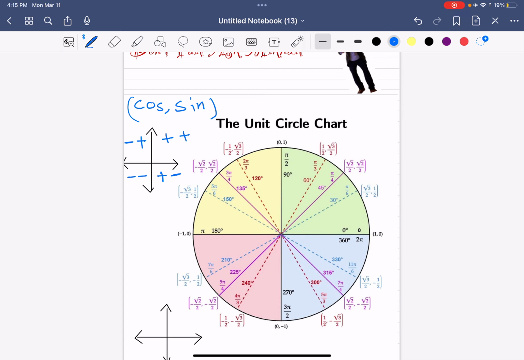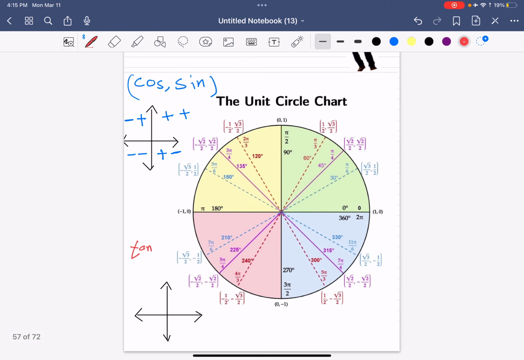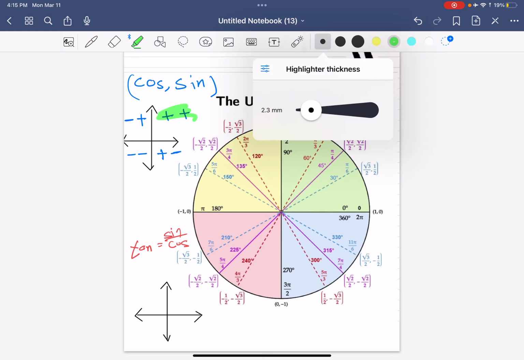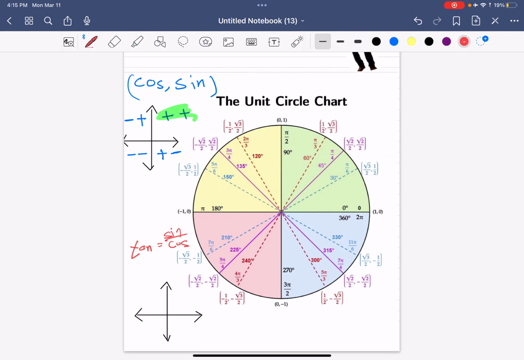Also remember, if you want to talk about tangent, it's always equal to sine divided by cosine. In the first quadrant we have positive divided by positive, so the tangent is going to be positive as well. How about here? That's positive divided by negative, so tangent is negative. Third one, that's negative over negative, which is going to be positive, and the fourth is going to be negative. So that's tangent, and that's the cosine and sine.